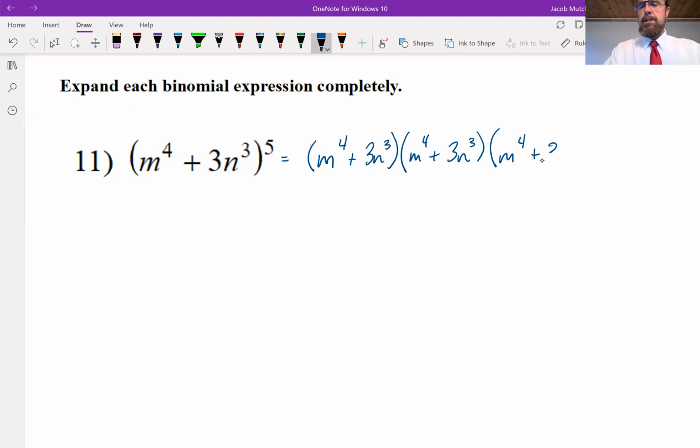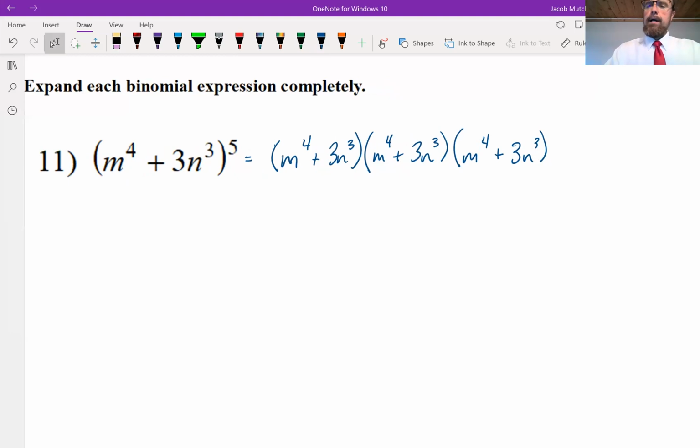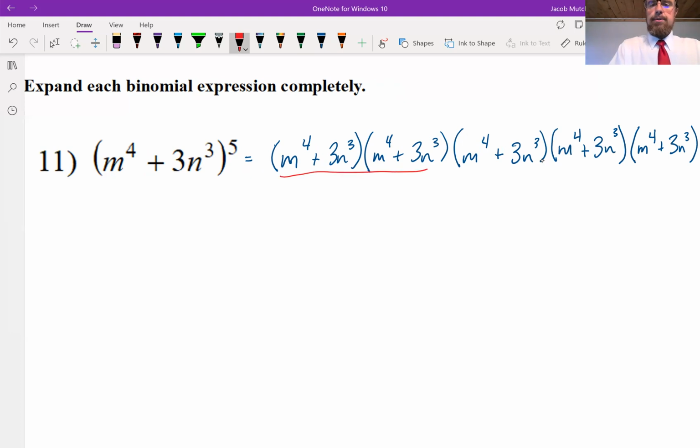Our strategy here is the same as the previous example, but just notice the difference is really in the complexity of the binomial itself. The binomial here has both coefficients and powers within the binomial. So again, just the same as that previous example, I'm going to start with 2 of these, and we'll FOIL it to begin. So m^4 times itself is m^8.